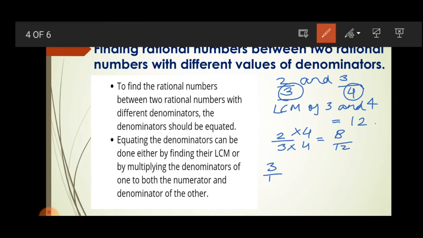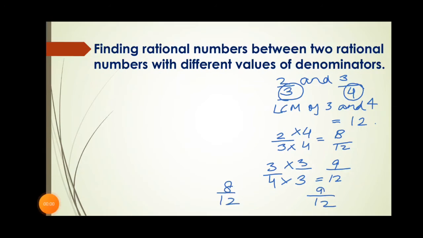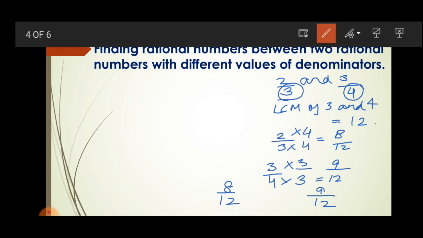Similarly, make the denominator of 3 by 4 equal to 12. If we multiply 4 by 3, we get 12. So multiply numerator as well as denominator by 3. So 3 into 3 is 9, 4 into 3 is 12. Now when the denominators are equated by LCM, 8 by 12 and 9 by 12 are multiplied by a multiple of 10. So here I am multiplying the numerator and denominator of 8 by 12 and 9 by 12 by 10.